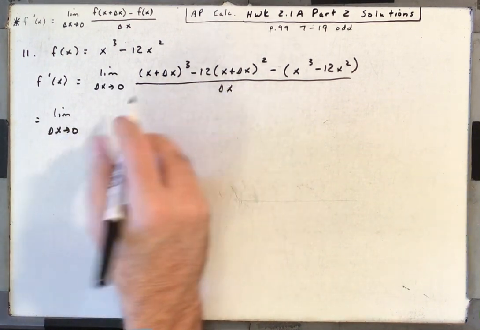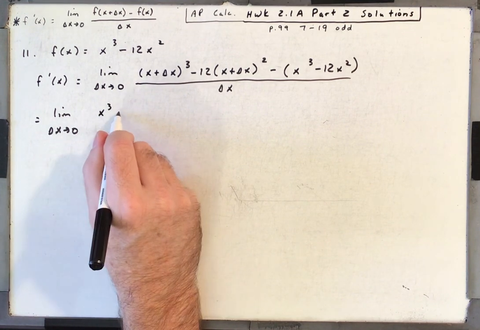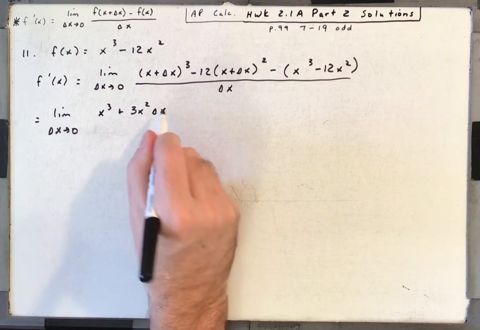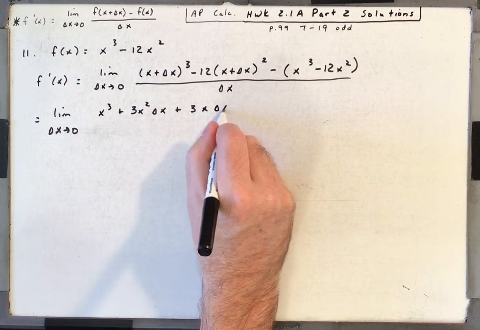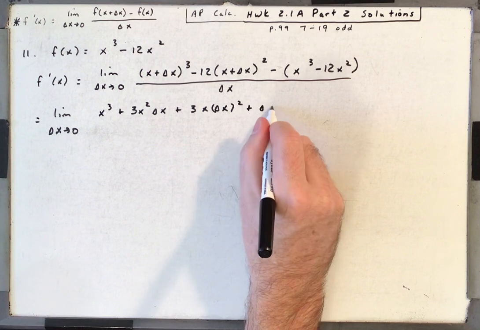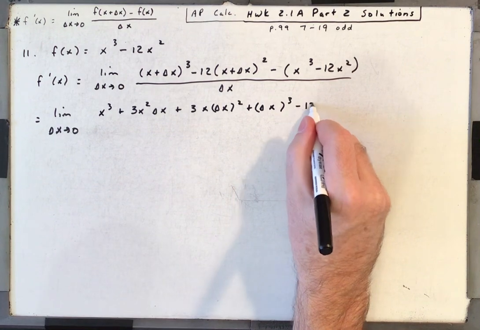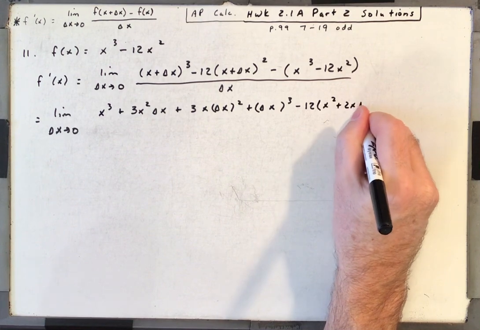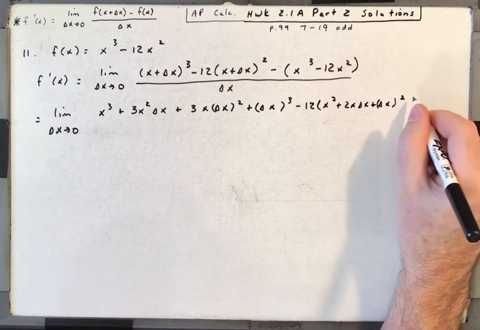Now I gave you the formula for expanding the cube, so that was x cubed plus 3x squared delta x plus 3x delta x all squared plus delta x all cubed minus 12, and then we FOIL that one out, so that's x squared plus 2x delta x plus delta x all squared. Wow.